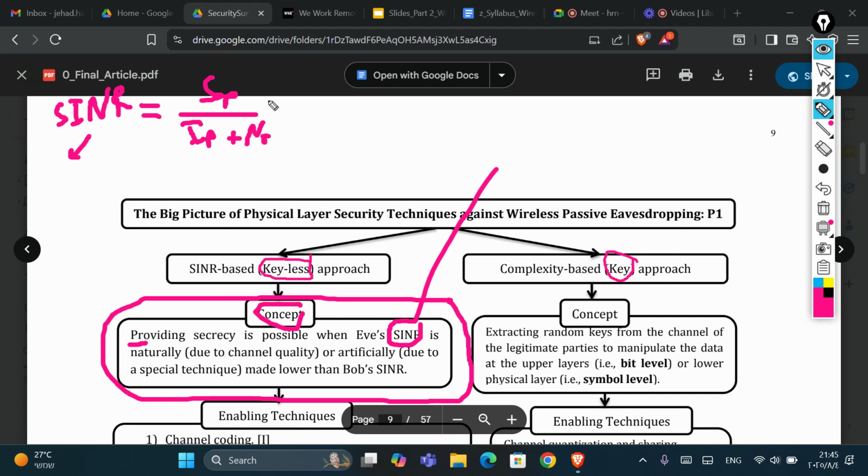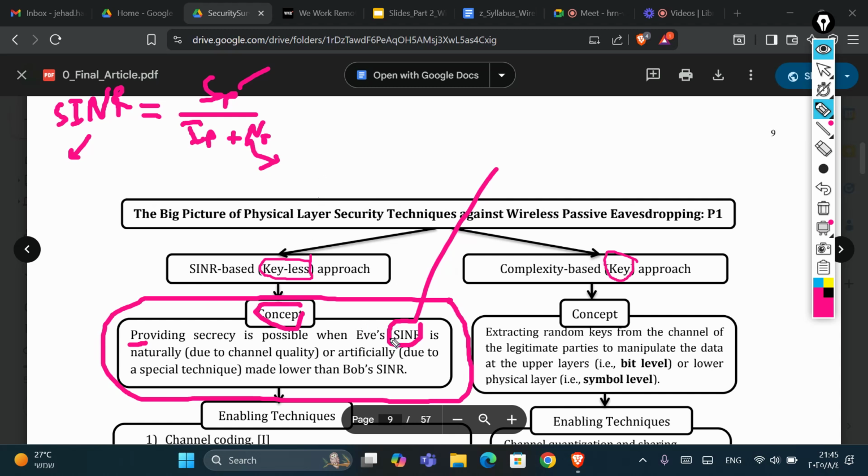So signal power, we understand what affects it. Noise, we understand it comes from the environment, and it's also related to the path loss and how far you are from the base station. And we have the interference, which is coming from the other users in the network who are transmitting at the same time.